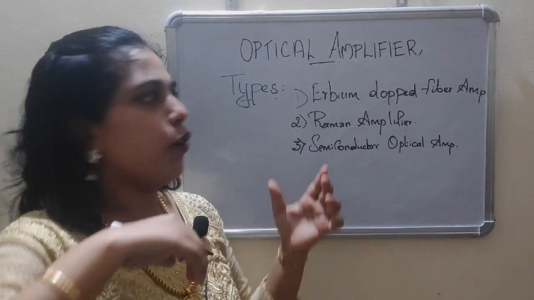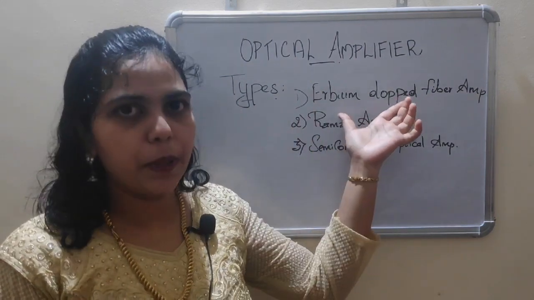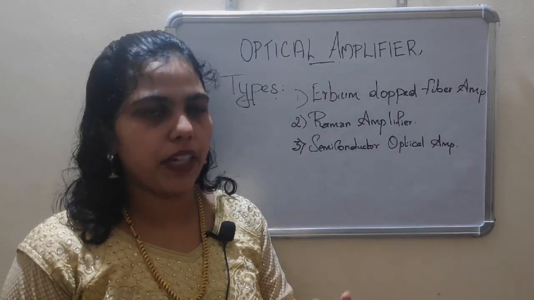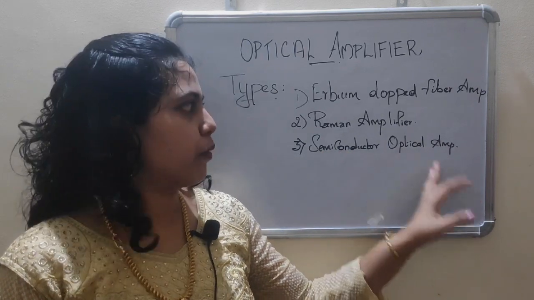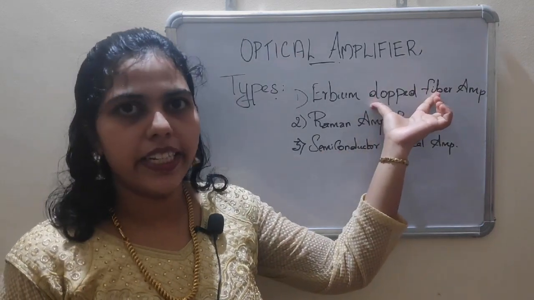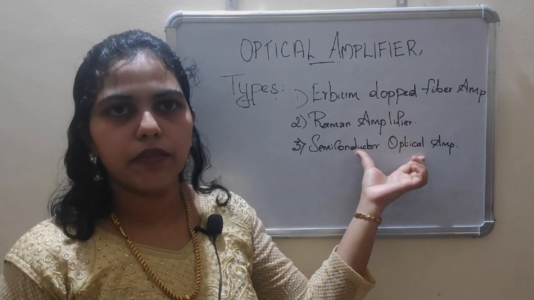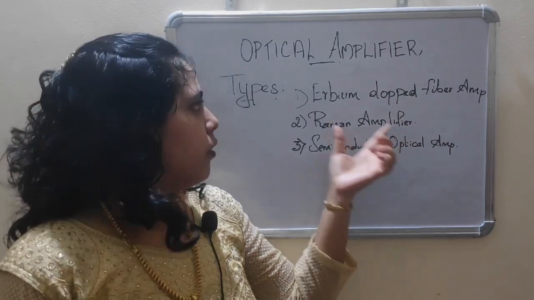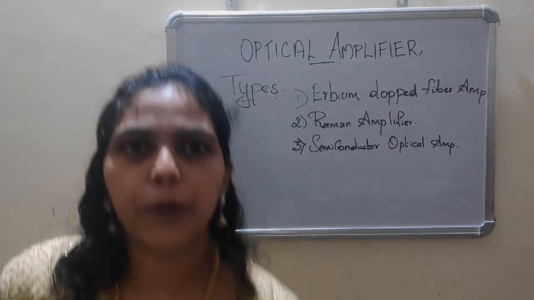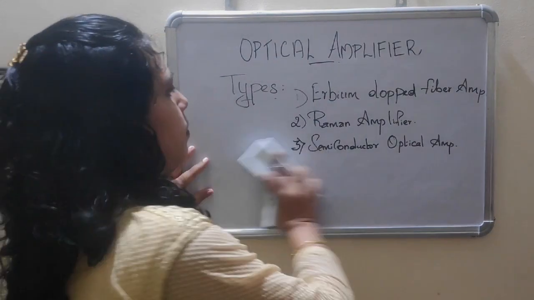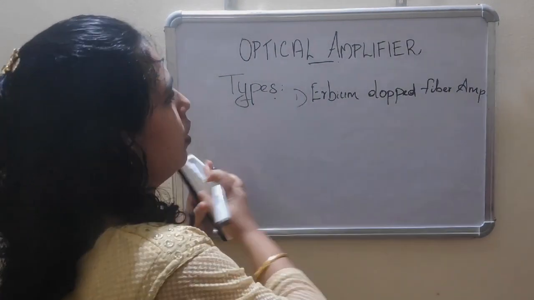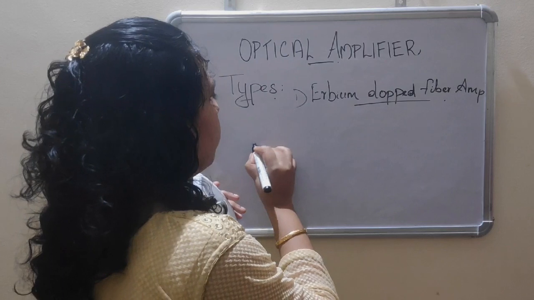So there are three types of optical amplifier. First one is erbium doped fiber amplifier, second is Raman amplifier, third one is semiconductor optical amplifier. In short we will say EDFA, Raman amplifier, and SOA. First we are going to discuss about erbium doped fiber amplifier.